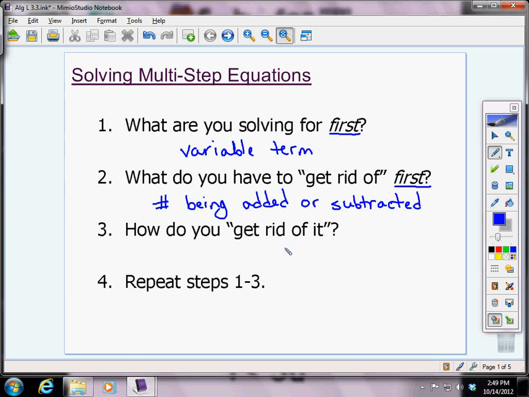Okay? And then how do we get rid of it? This isn't any different. We're going to use inverse operations. Remember, adding and subtracting are inverse operations, multiplying and dividing are inverse operations. They undo each other. And then we have number 4. Once we hit number 4, we've gone through these 3 steps, we go back and do them again. Now we're back to our original questions: what are you solving for? What do you have to get rid of? How do you get rid of it? So let's look at an example.